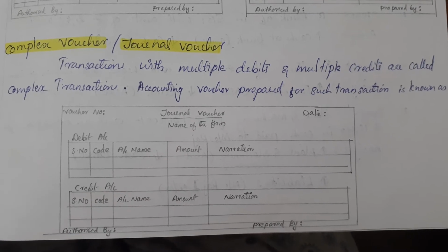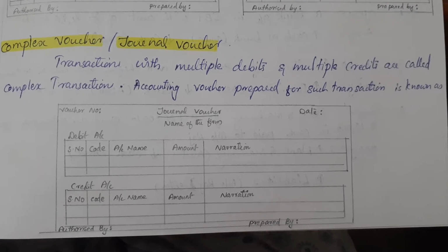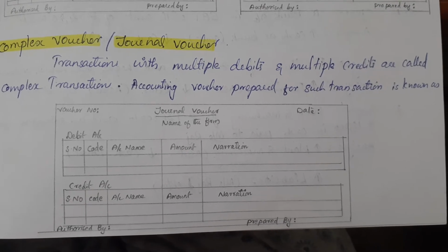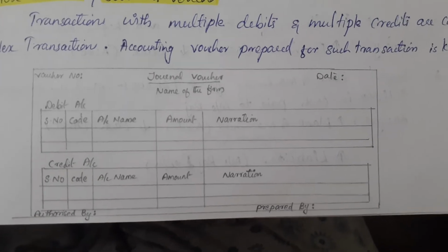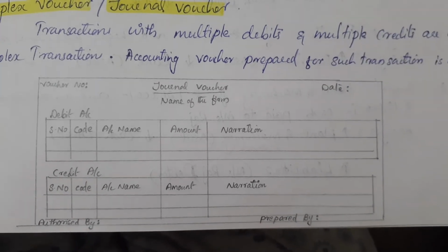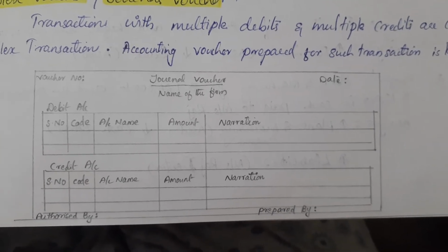This is the complex voucher or journal voucher. Transactions with multiple debits and multiple credits are called complex transactions. The accounting voucher prepared for such a transaction is known as a complex voucher. So this is the format, with both debit and credit accounts in one voucher. Hope you can see this properly.